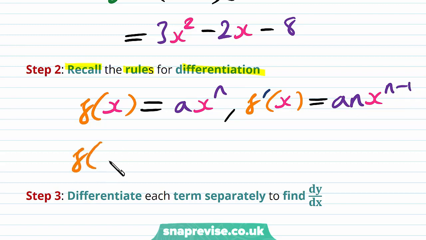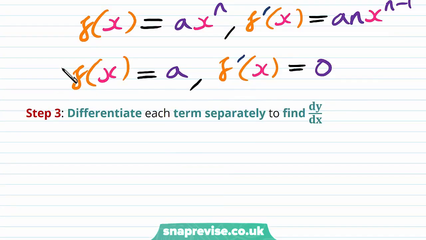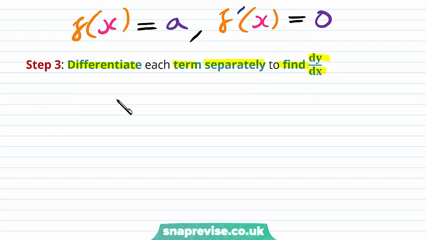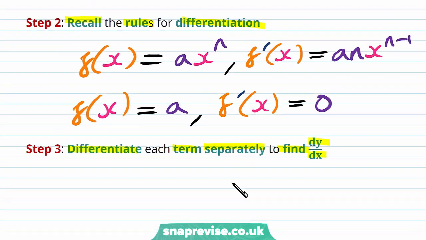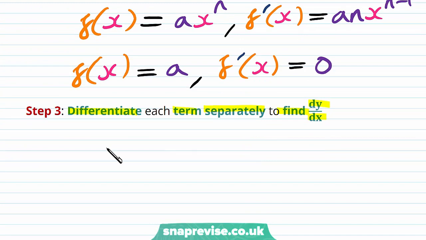Similarly, if we have that f of x is just a constant, i.e. f of x is equal to some number a, then when we differentiate we just get 0. So f prime of x is equal to 0. Our third step is to differentiate each term separately to find dy by dx. So all we're going to do is take our y, which is 3x squared minus 2x minus 8, and differentiate each term and add up the results.